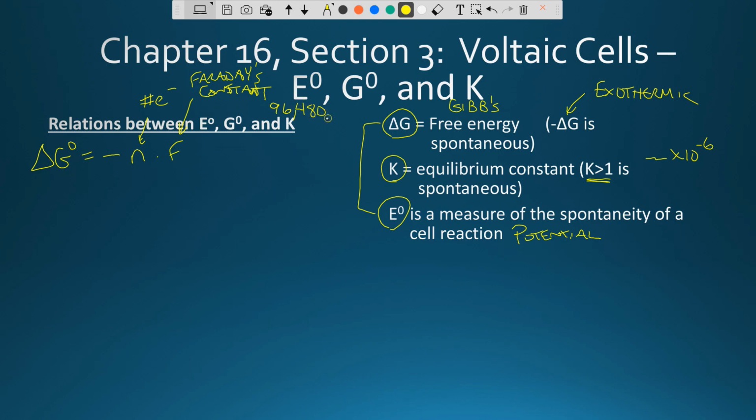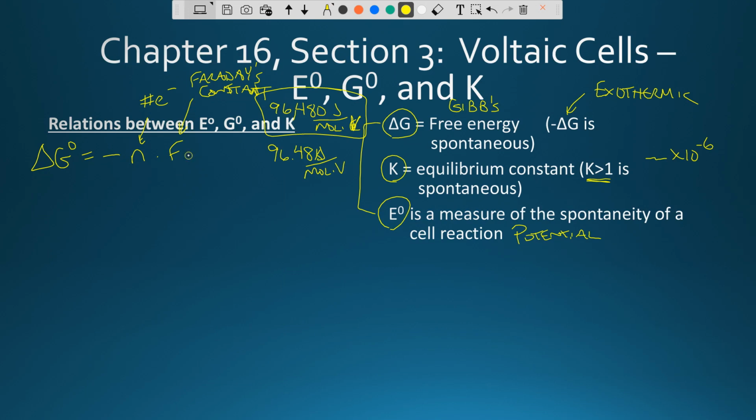96,480, and the units are what's important. That's going to be in joules per mole times my voltage in this case. A lot of times we're going to be using instead 96.48, which will be in kilojoules per mole times my voltage. So just be aware that on the AP exam, this number is going to be provided, but those units are going to be in joules.